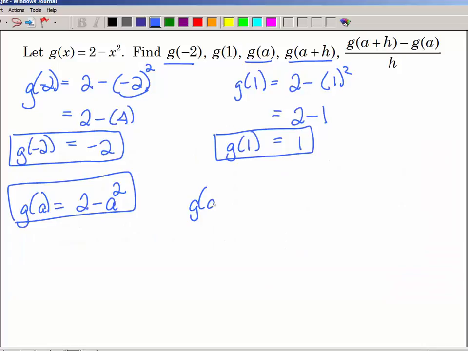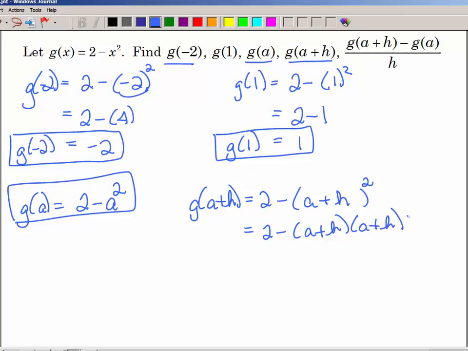Now, g of a plus h. This one's going to involve a little bit more work, but the concept is the same. So we have 2 minus (a plus h) squared. Now we're going to need to square that out. I'm going to take it step by step: 2 minus (a plus h) times (a plus h). So I need to FOIL this out. There is no shortcut to this.